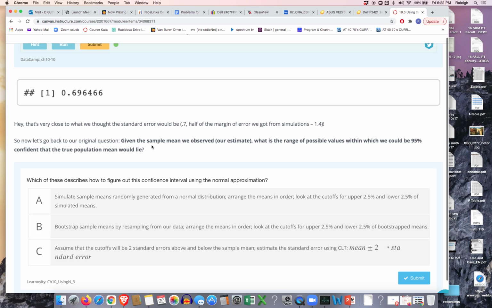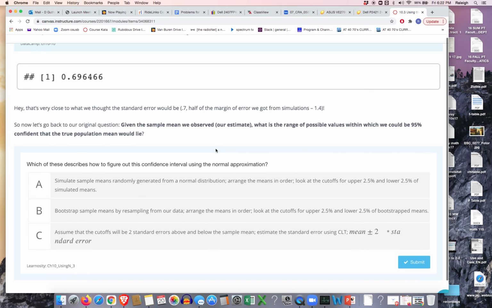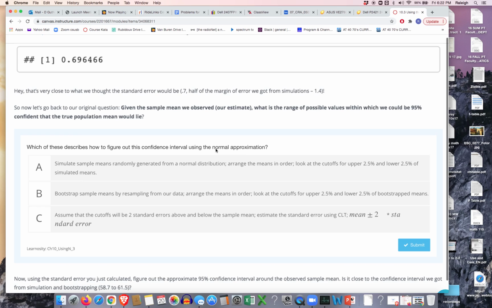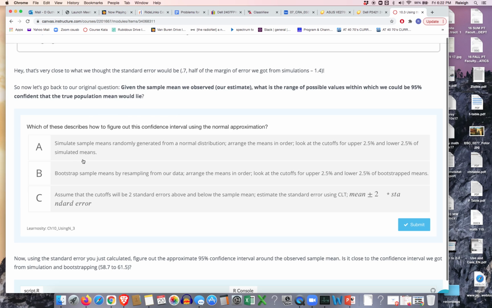Let's go back to our original question. Given the sample mean we observed, what is the range of possible values within which we could be 95% confident the true population mean would lie? And that's the whole game here in the entire chapter. So let's see. Which of these describes how to figure out this confidence interval using the normal approximation? Well, let's see. Simulate sample means randomly generated from a normal distribution. Arrange the means in order. Look at the cutoffs for the upper 2.5% and lower 2.5% of simulated means.